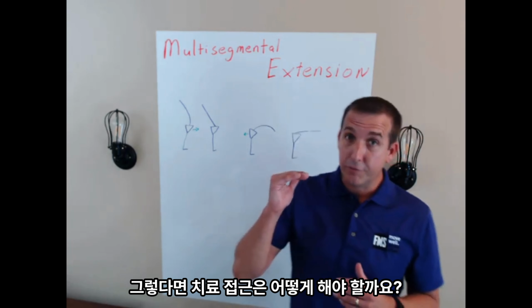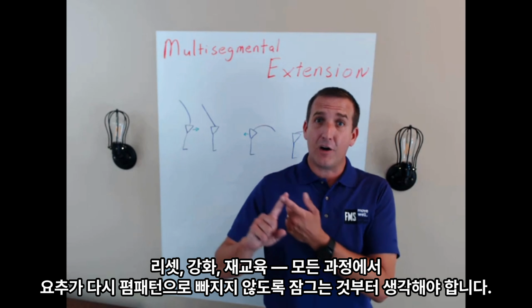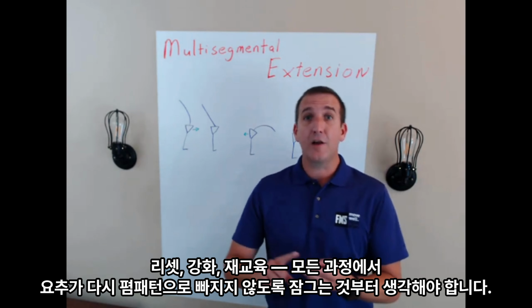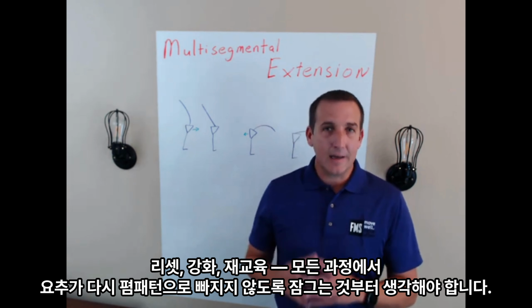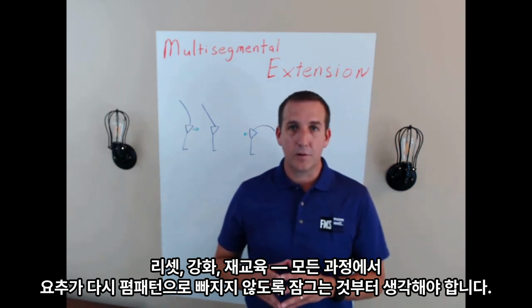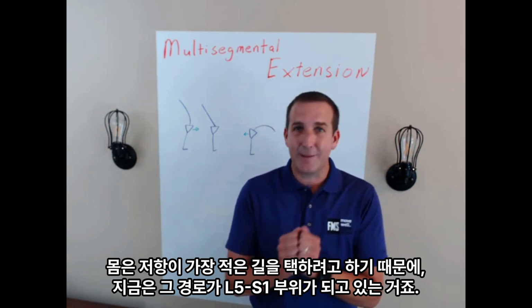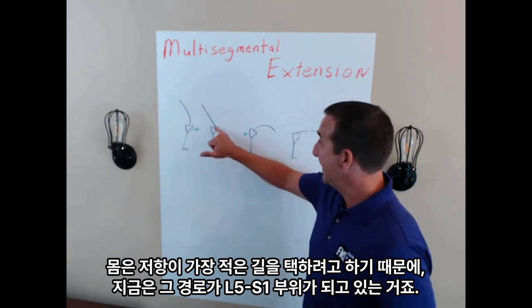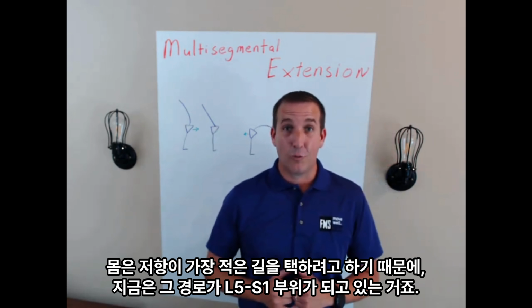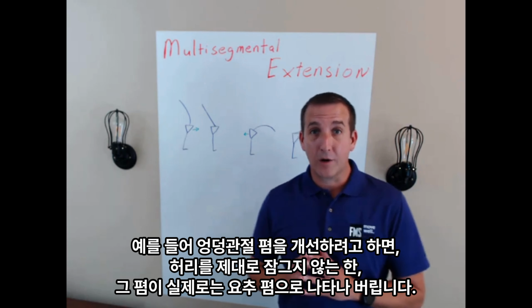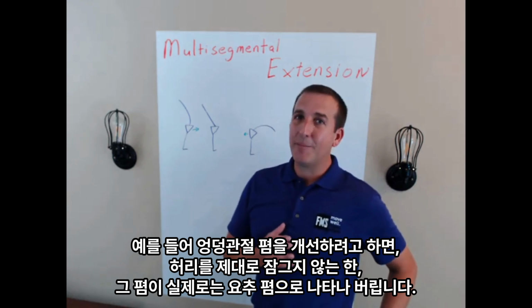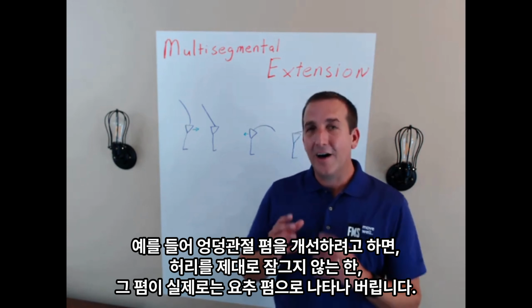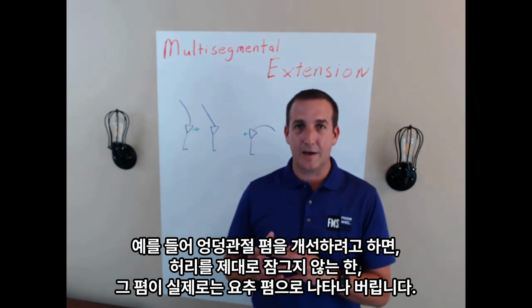So what are we going to do from a treatment philosophy? With each of our reset, reinforcement, and retraining techniques, we're going to have to think about locking out that lumbar spine when we're doing things, because the body is going to take the path of least resistance. And right now that is at that L5, S1 segment. So if we try to work on hip extension with the person, that hip extension is actually going to come in the form of lumbar extension unless we're very careful locking out the low back.